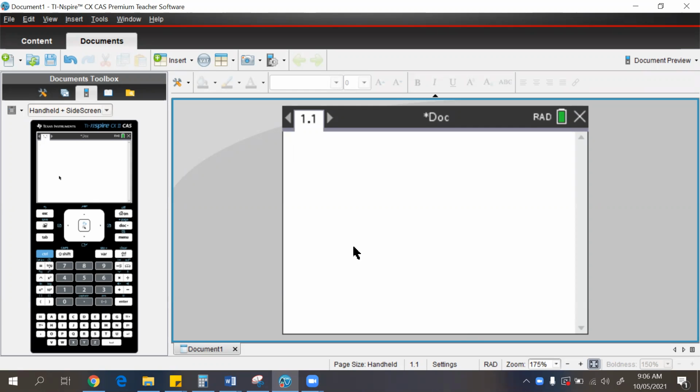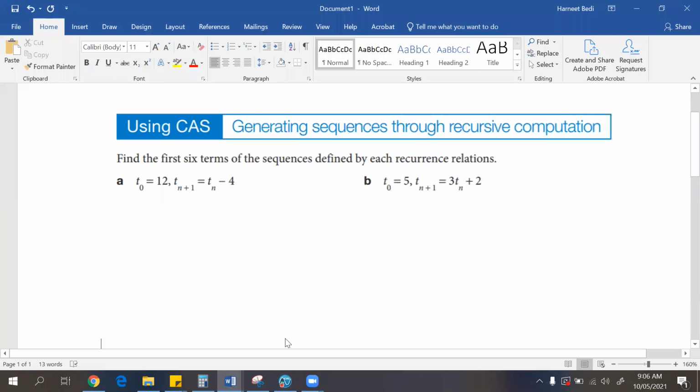Hello everyone. In this video, we will be looking at how to generate a sequence through recursive computation using a CAS calculator. As you know, when we say recursive computation, we are looking at the recurrence rule and we'll be creating or generating sequences step by step. So in recursive computation, it's really important to look at your equation or the recurrence rule that explains to you how to get to the next term: what do you do to the previous term?